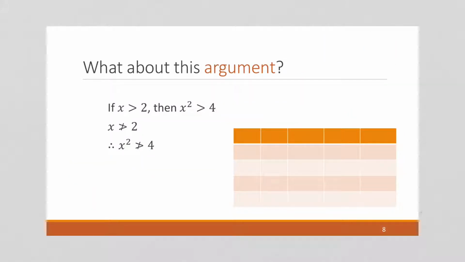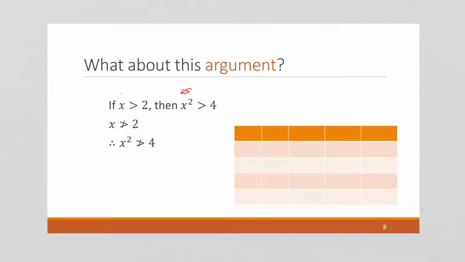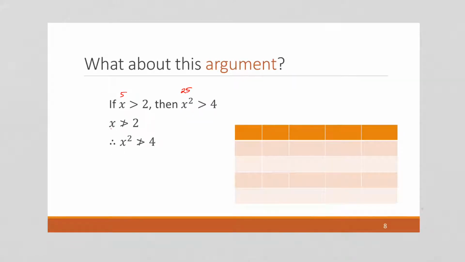If x is greater than 2, then x squared is greater than 4. X is not greater than 2. Therefore, x squared is not greater than 4. Well, let's see. If x is greater than 2, so say x is 5, then x squared is 25, which is greater than 4. X is not greater than 2, so say x is 1, then x squared, which would be 1, is not greater than 4. So, at first glance, it all seems to work.